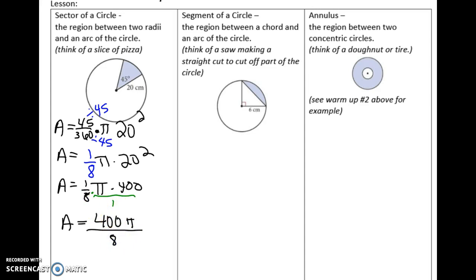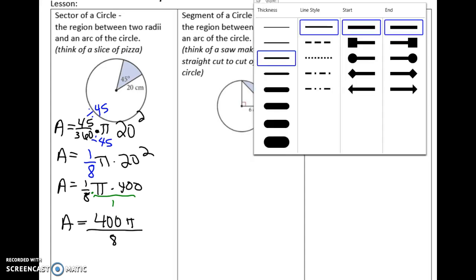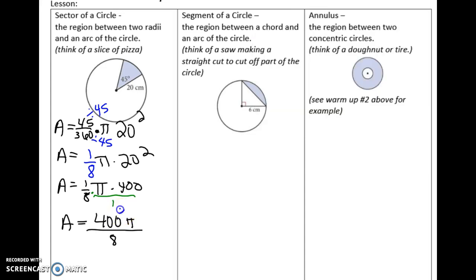So then we can take an 8 out of each of those. So if we divide by 8, we're going to get, so 400 divided by 8 would be 50. 50 pi, what are we talking about here? Square centimeters, which is approximately, and then go ahead and calculate that. So take 50 times pi, which would end up being approximately 157.08 square centimeters.